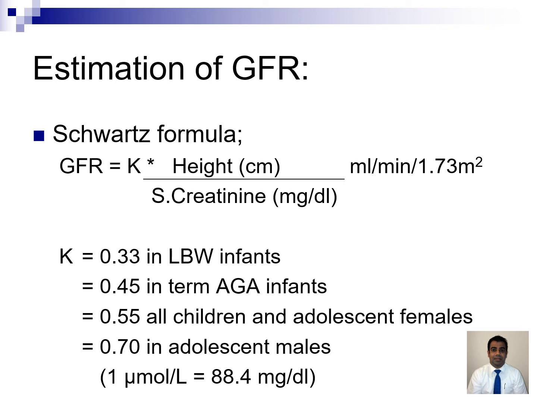0.45 for term normal birth weight infants, that's less than 1 year, 0.55 for all children and also adolescent females, that's above 12 years of age. So all females are calculated at 0.55, and it is 0.7 for adolescent males. So males above 12 years, the constant is 0.7.